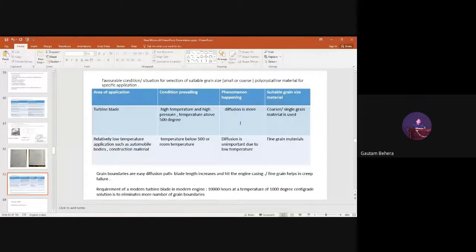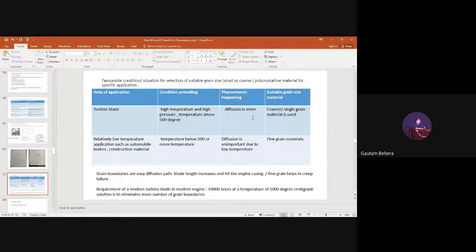And another thing may happen, that is called the creep mechanism. Creep will start. Creep is a failure mechanism. It basically happens below the yield strength of the materials, due to high temperature. Due to high temperature, diffusion will happen. Due to diffusion, creep will occur. And creep is a failure mechanism, right? And that will lead to failure of the materials.